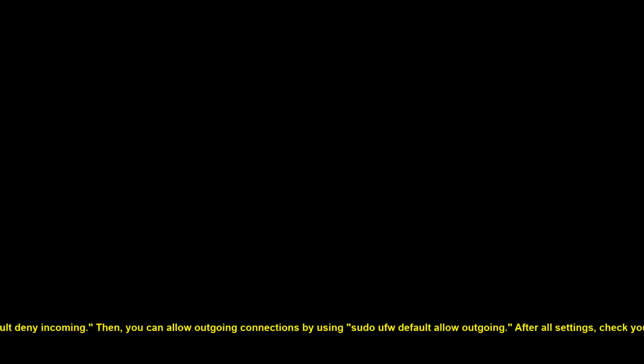For additional security, configure your firewall to deny all other incoming connections. Type sudo ufw default deny incoming. Then, you can allow outgoing connections by using sudo ufw default allow outgoing. This confirms your firewall rules are correctly configured.